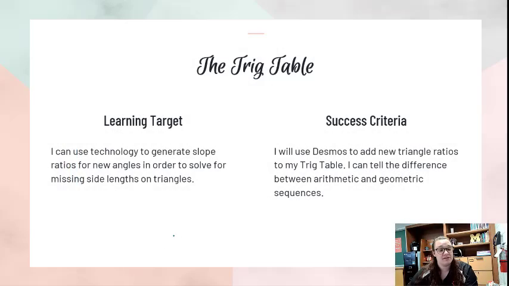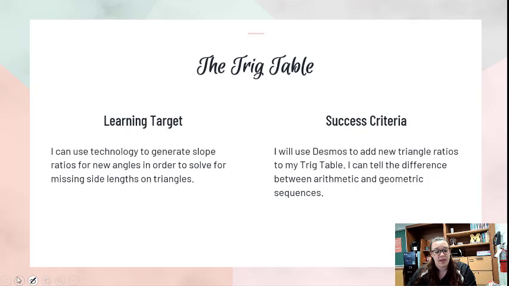Hey guys, today we're going to continue to talk about the trig table and expand that a bit more. Our learning target is you'll be able to use technology to generate slope ratios for new angles in order to solve for the missing side. You'll know you're successful when you can use Desmos to add new triangle ratios to your trig table.